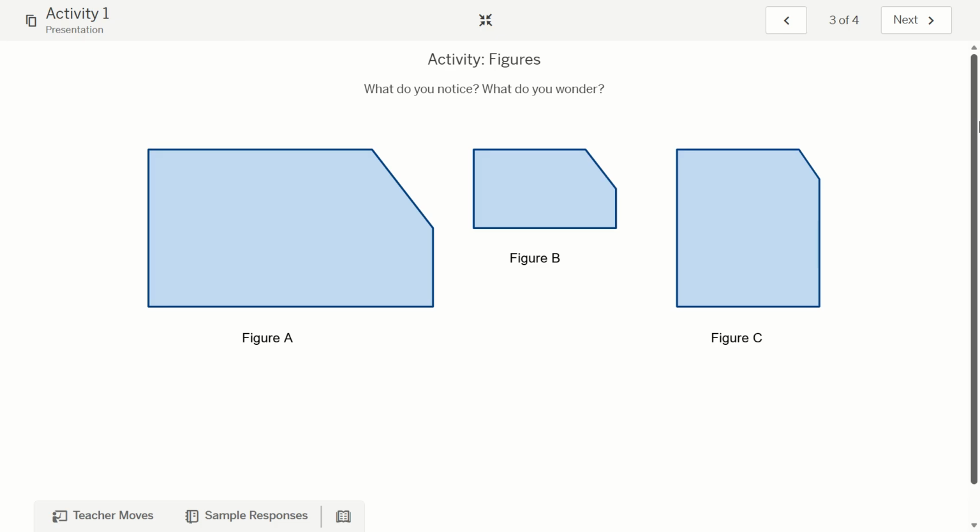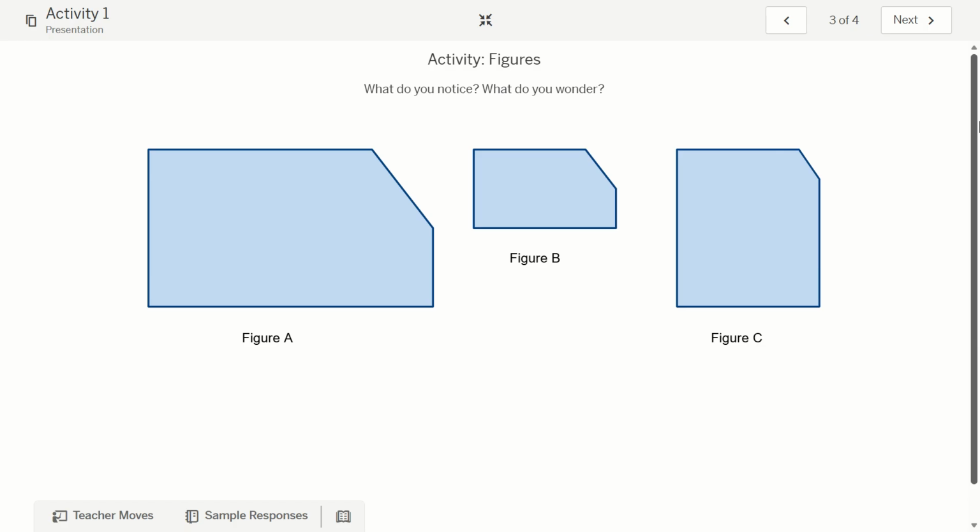This is a wonder and notice, or as the book puts it, notice and wonder, because I have dyslexia. So, what do you notice about these shapes? What do you wonder about these shapes? Think to yourself, and then I'm going to call volunteers. So, what do you notice and wonder about each of those shapes? So, remember, a notice is, this is what I see. This is what I'm looking at, and I notice this, or this. Wonder is a question you're asking yourself.